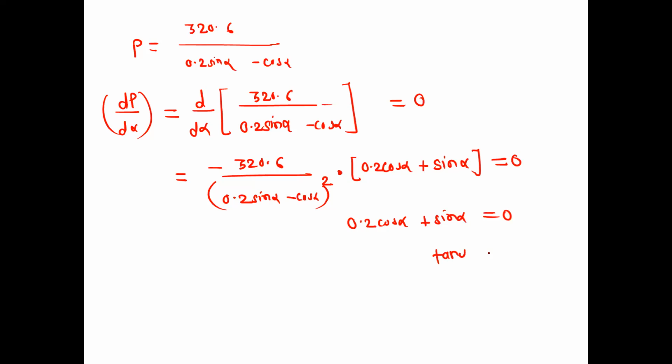And from this, we will get tan alpha is equal to 0.2, and calculate the value of alpha. So this will be 11 point something. So 11.3, I think. And now put this value of alpha in the equation of P and find out the P minimum value.